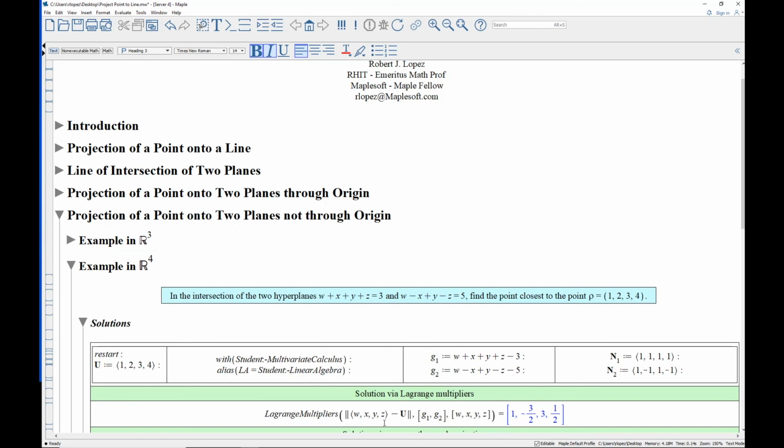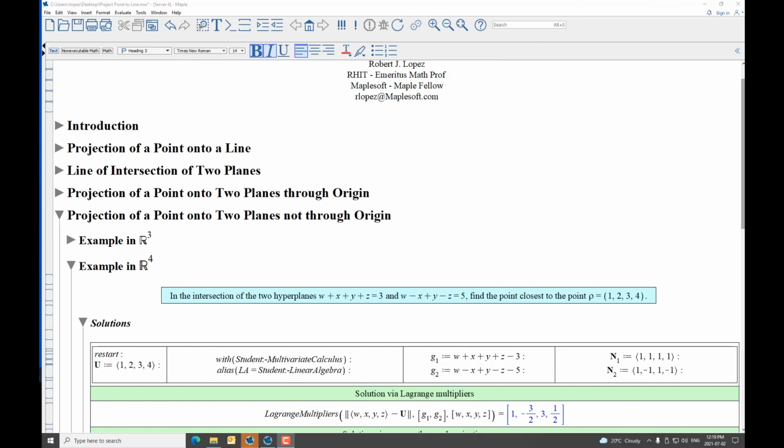The norm of that is the objective function that we want to minimize. We're minimizing the distance between some point and u. This point is constrained to lie in this space defined by the intersection or combination of these two constraints, variables. And here is the answer: 1, minus 2 halves, 3, 1/2.